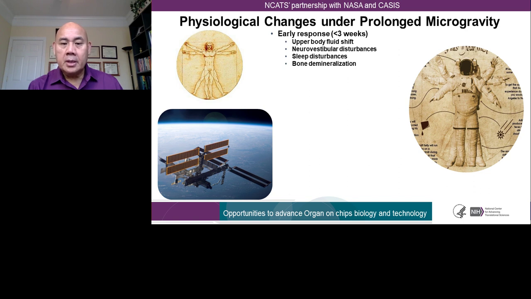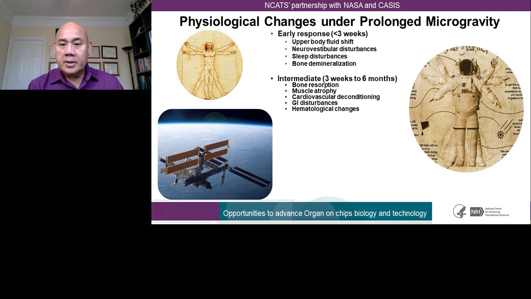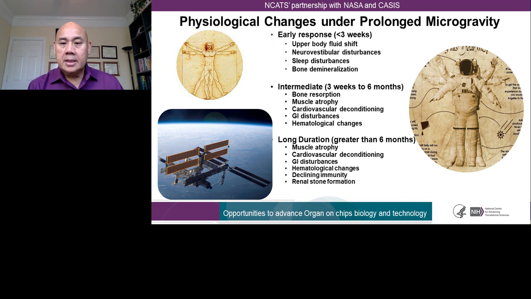Astronauts who have gone through a prolonged stay at the International Space Station undergo a number of physiological changes. Within 3 weeks up in space, they undergo upper body fluid shift, neurovestibular or inner ear changes, sleep disturbances, bone demineralization. From 3 weeks to 6 months, they also undergo bone resorption, muscle atrophy, vascular deconditioning, GI disturbances, hematological changes, and then anything more than 6 months, in addition to all of the above, they also have declining immunity and renal stone formation. All of these changes happen in a very short period of time.